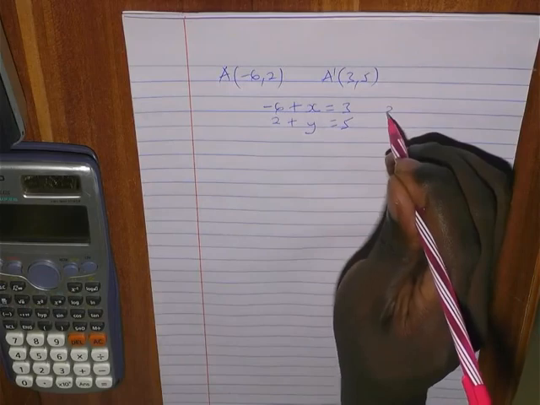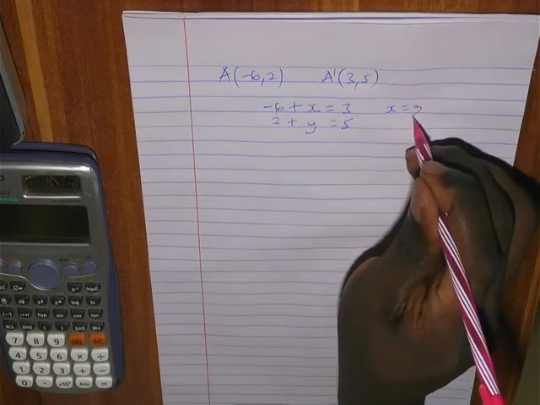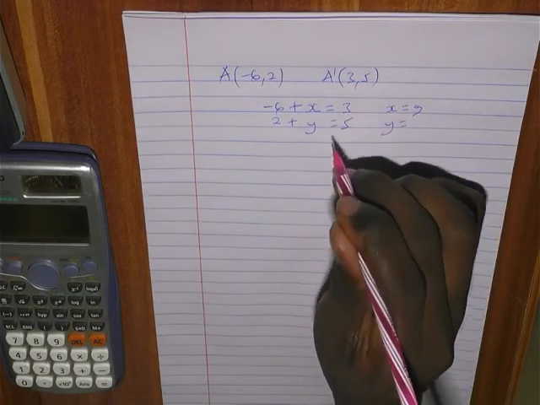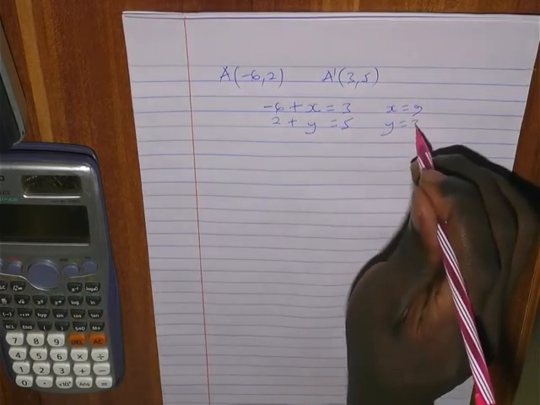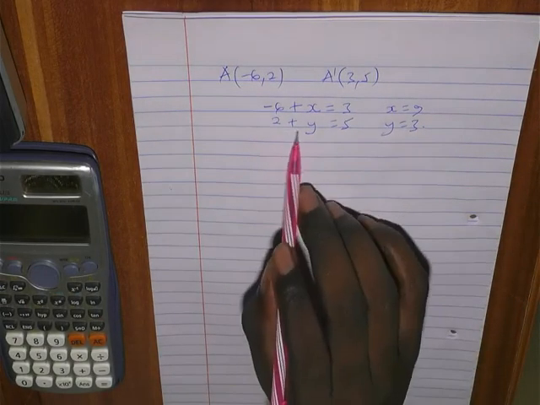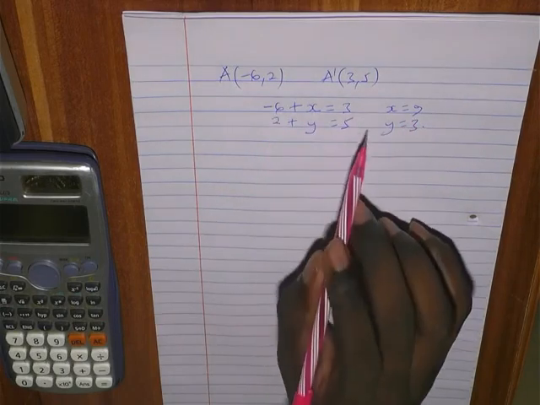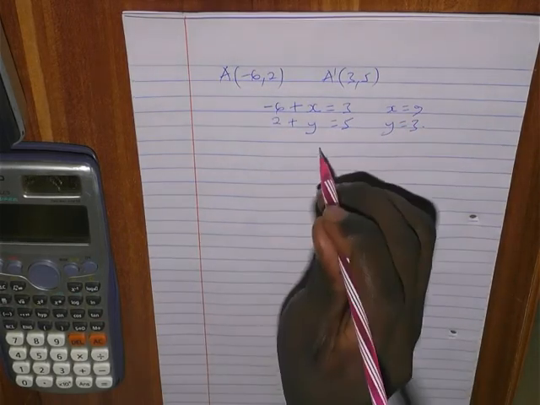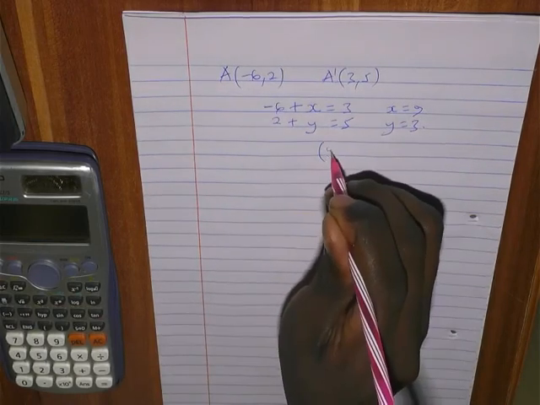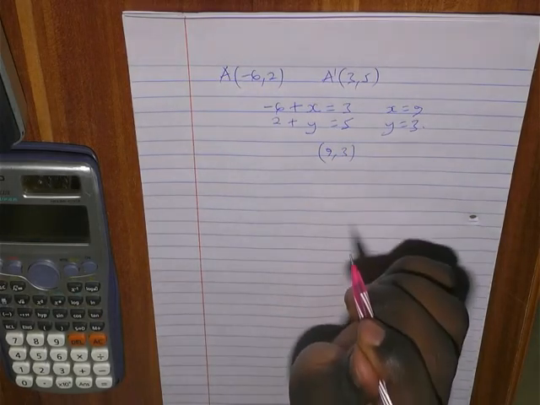So X here will give us 6 plus 3, which is going to be 9, and Y here will give us 5 minus 2, which is going to be 3. Okay, so if we put 3 here, it's going to give us 5. If we put 9 here, it's going to give us 3. So our translation is (9, 3). That's what we get.